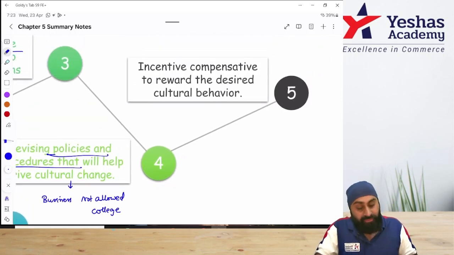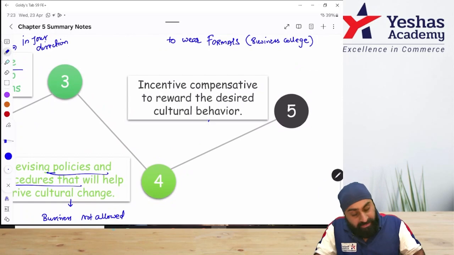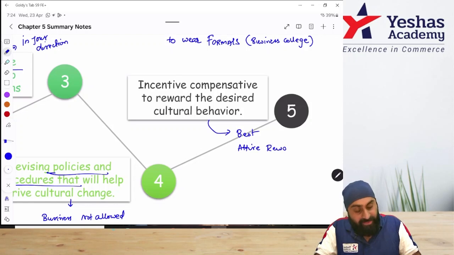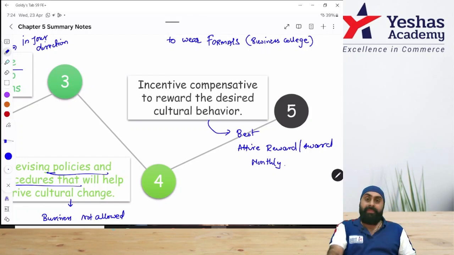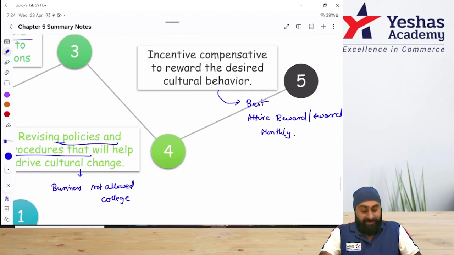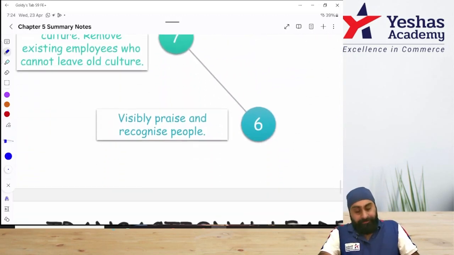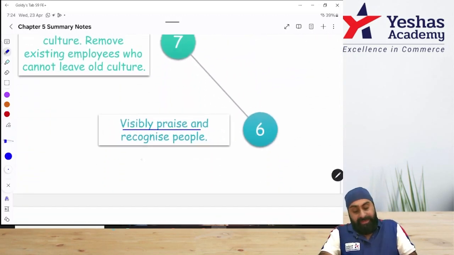Incentive compensation to reward the desired culture behavior. Give the best attire reward or award a month. Monthly, do this. If you start doing it, what will happen? People will start adopting such a culture and they will work on it. So this will incentivize. Sixth step, visibly praise. Create a role model, basically. Create a role model on this.